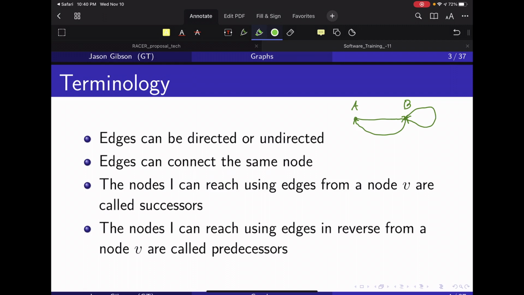When we're talking about nodes and what places you can reach from a given node, we have this thing called successors. A successor is a node I can reach using edges from a node V. So if I have my node V, and it has a couple edges going off like this that all go to different nodes, like nodes A, B, and C, the successors of node V are every place I can reach by following an edge from V. I also have predecessors, which is essentially using edges in the reverse order. So we would say that the predecessor of A is V.